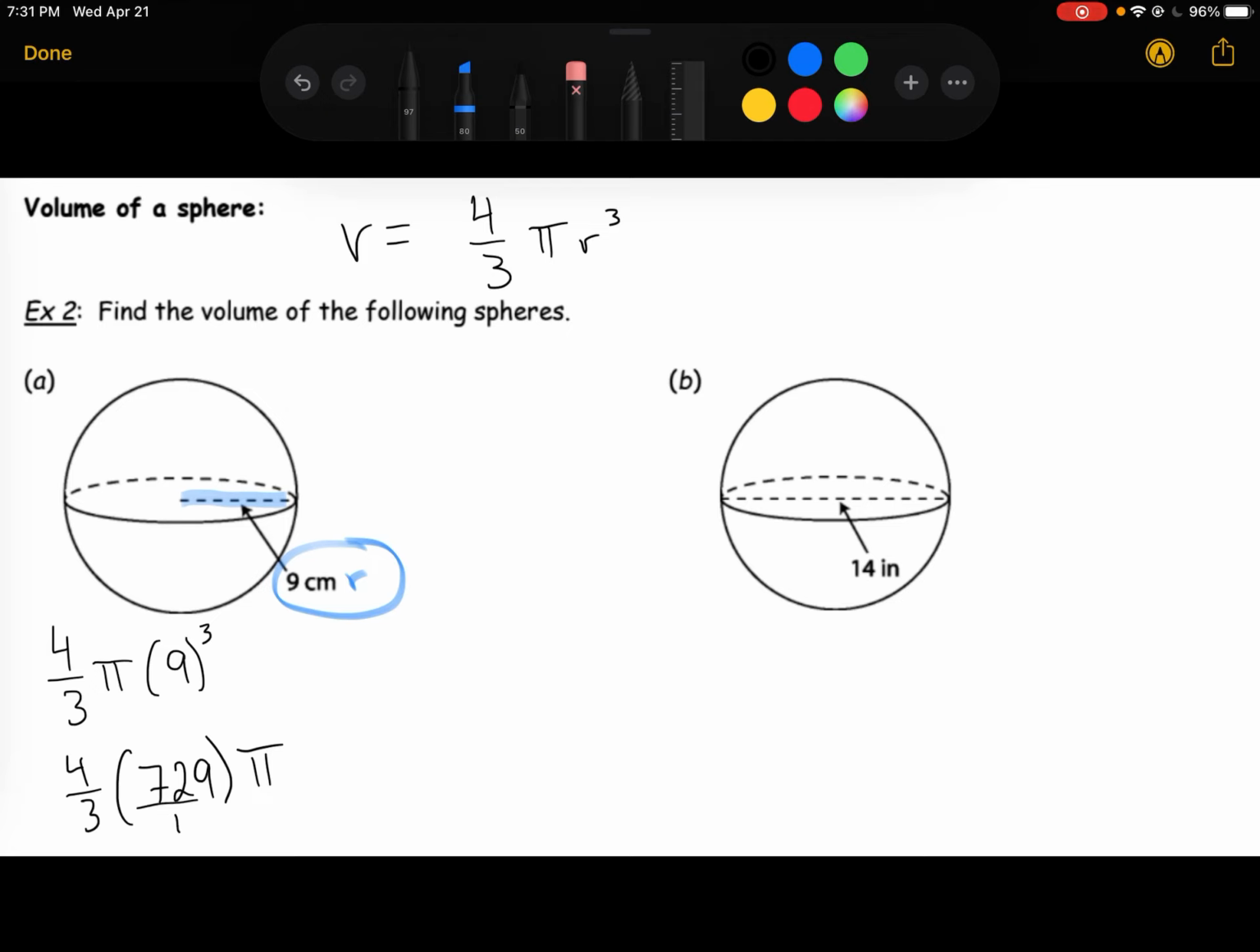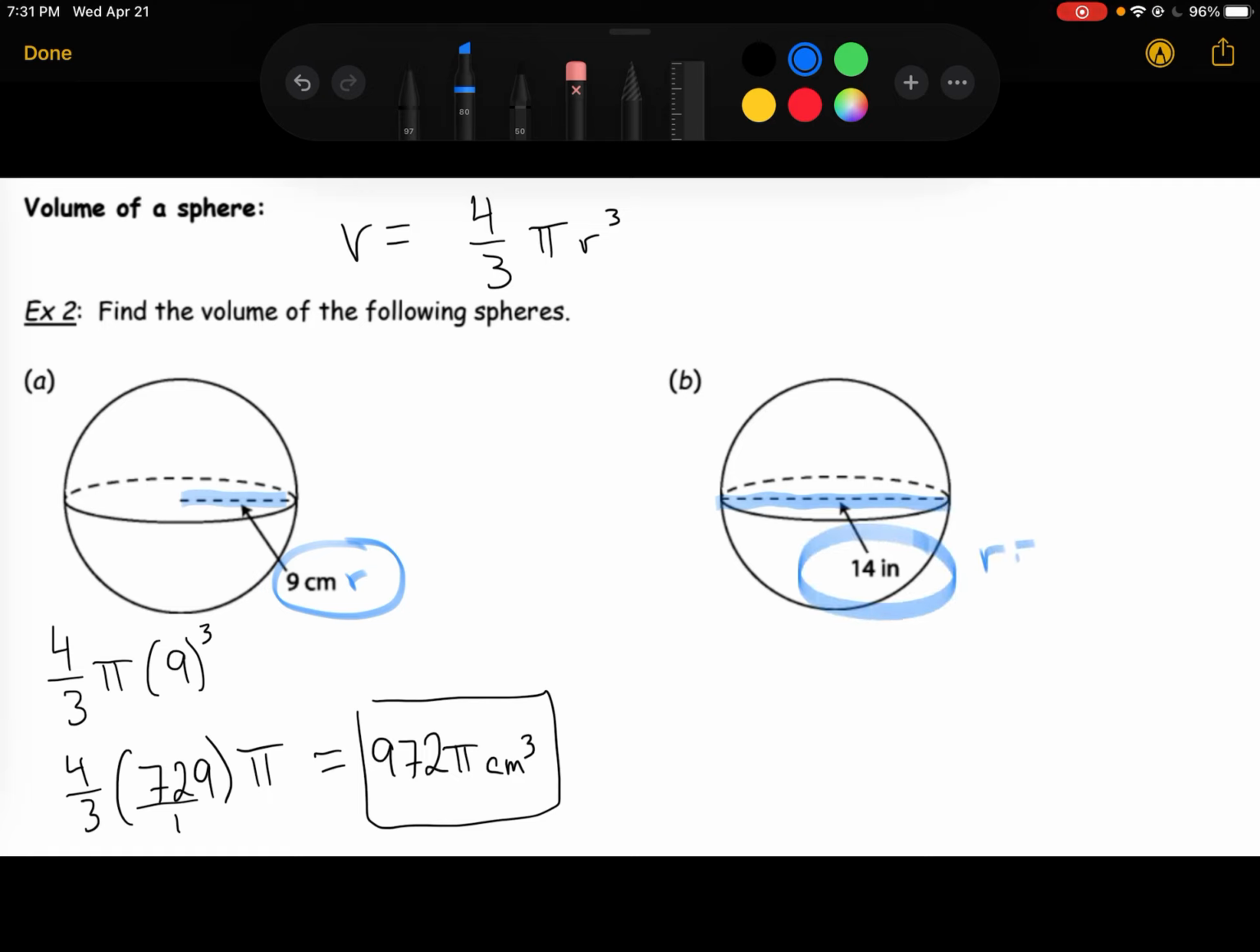So we'll have 4 over 3, 9 to the third is 729 times pi. A trick to doing this is you can make this into a fraction. So you can do 4 times 729 and then divide that by 3. So our final answer here will be 972 pi cubic centimeters, because this is a volume, we are filling the entire shape. So basically, as long as we can identify the radius, we just plug it in and we can get to volume from there.